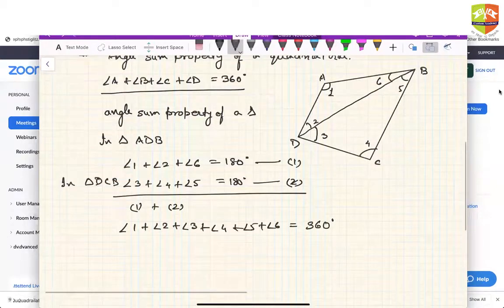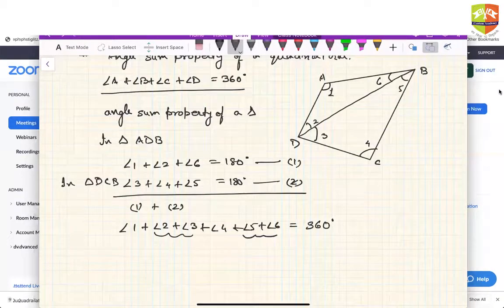So now you club 2 and 3, and 5 and 6. What do you see? The proof is kind of done. So angle 1 is angle A, and angle 2 plus angle 3. If you can see, this is angle 2 plus angle 3.